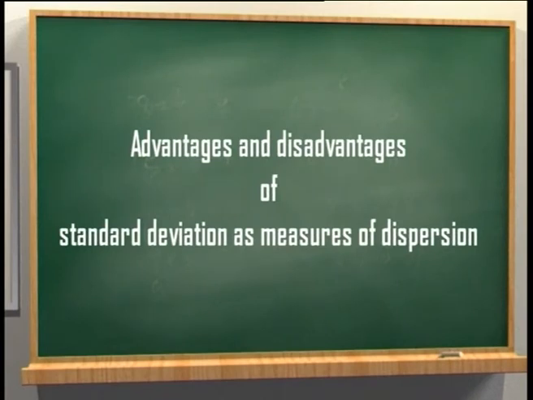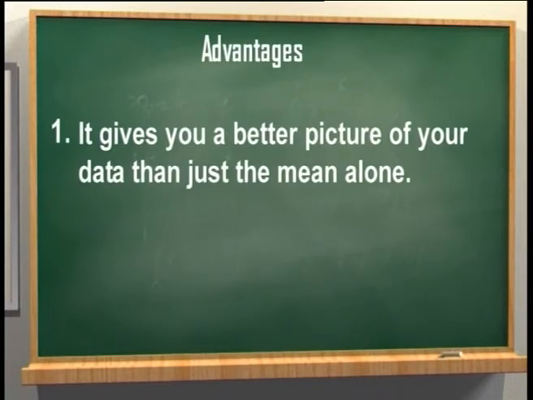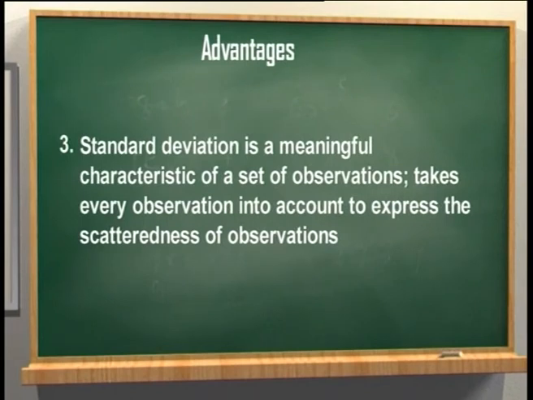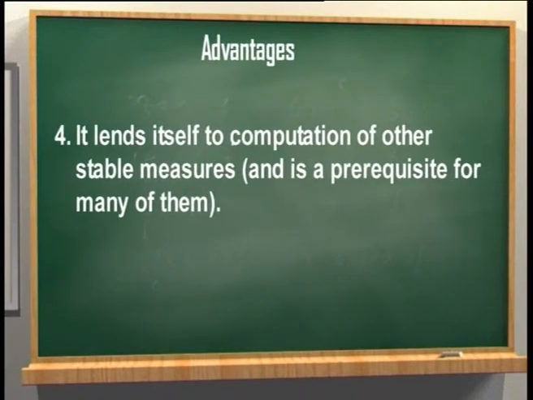Let's discuss the advantages and disadvantages of standard deviation as a measure of dispersion. It gives you a better picture of your data than just the mean alone. It can always be calculated. Standard deviation is a meaningful characteristic of a set of observations. It takes every observation into account to express the scatteredness of observations. It lends itself to computation of other stable measures and therefore is a prerequisite for many of them.